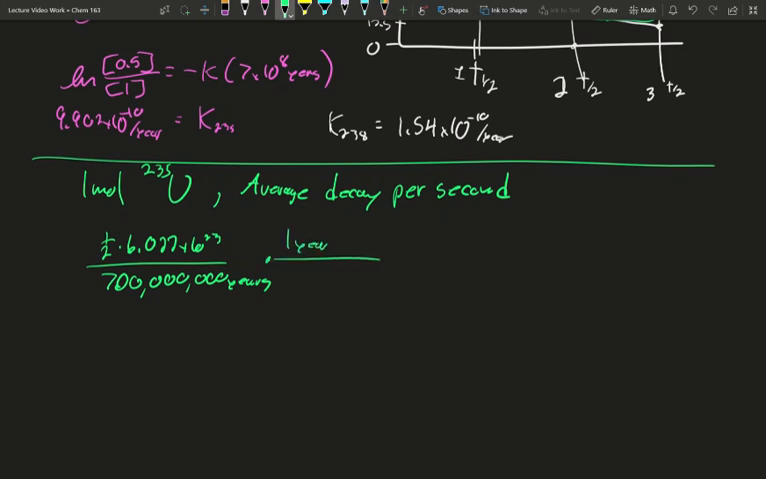Well, in every 1 year, there's 365 days. 1 day, 24 hours, 1 hour, 60 minutes, and 1 minute, 60 seconds. So how many decay events are going to occur per second? If we multiply this out, it's 1.375 times 10 to the 7 per second, or roughly 14 million decays per second. So if you had about 1/4 of a kilogram of uranium-235, 14 million decays per second would be happening.